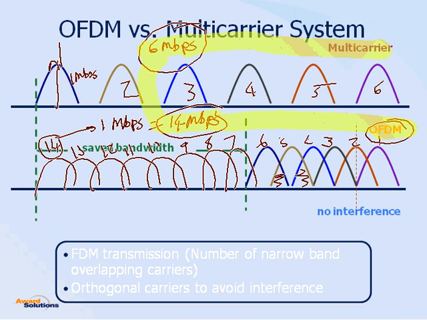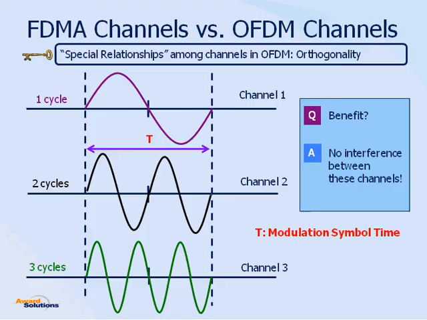So that is the beauty of OFDM, that we are able to increase the data rate by squeezing in many subcarriers within the available bandwidth. And the main reason we are able to do that is there is no interference among the subcarriers. They are all orthogonal to one another. Okay? So that's the basic idea. Now, how do we construct orthogonal subcarriers?